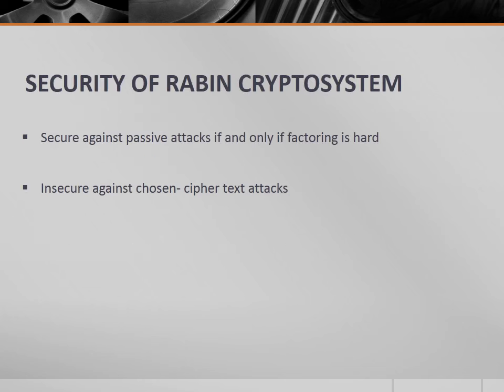Let's discuss the security of the Rabin cryptosystem. It works well against passive attacks because n is the public key, but to calculate its factorization, n is equal to p into q, finding p and q is hard. But this method is insecure against chosen ciphertext attacks, because if the attacker gets the ciphertext and forms ciphertext-plaintext pairs, then P and Q will be easily calculated. Once the private keys are calculated, the plaintext can be easily found.